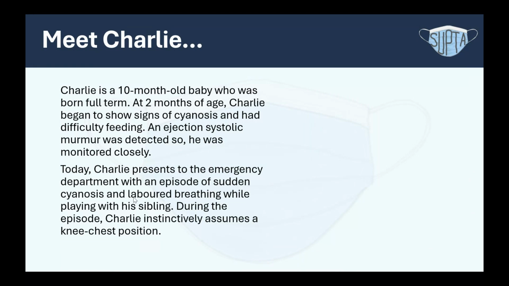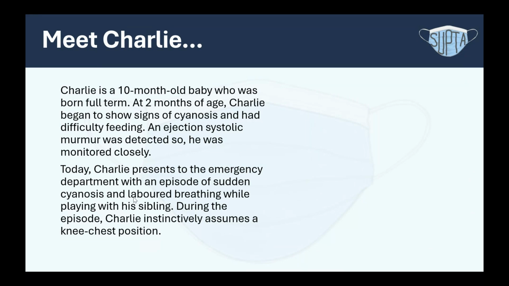He started showing signs of cyanosis and also had a murmur. His mom also mentioned that there was some difficulty. And considering all of this, he was closely monitored. Fast forward to today, where Charlie has cyanosis and labored breathing. His mom mentions that this started while he was playing with a sibling.